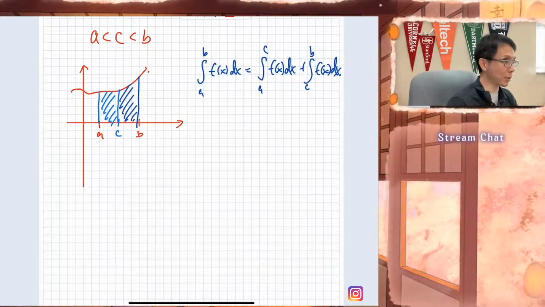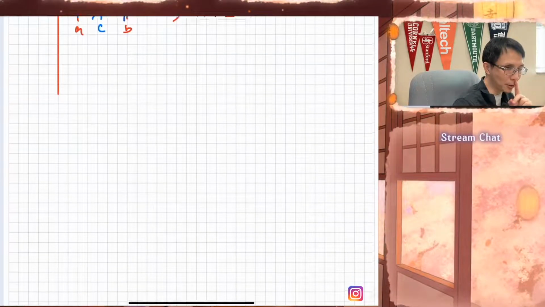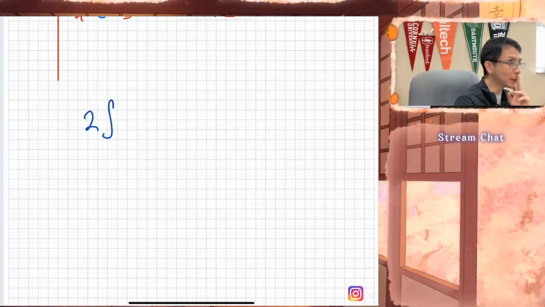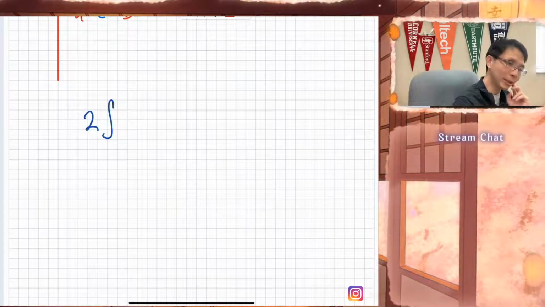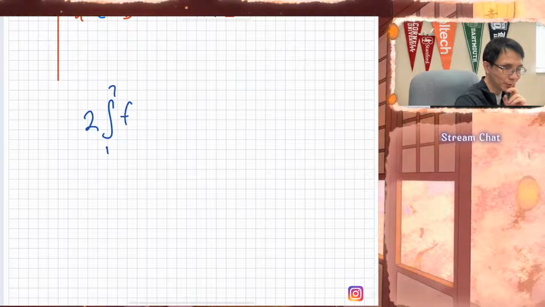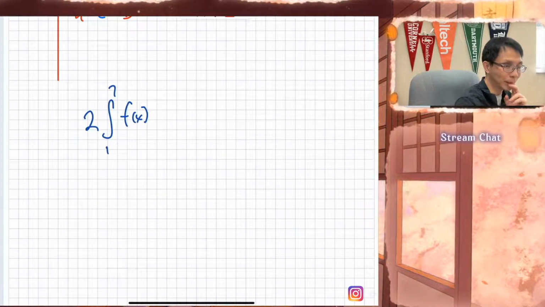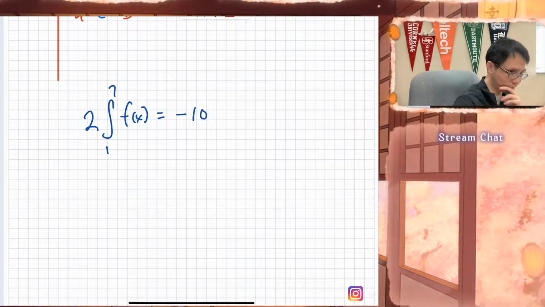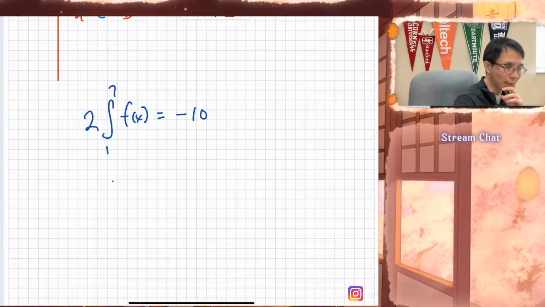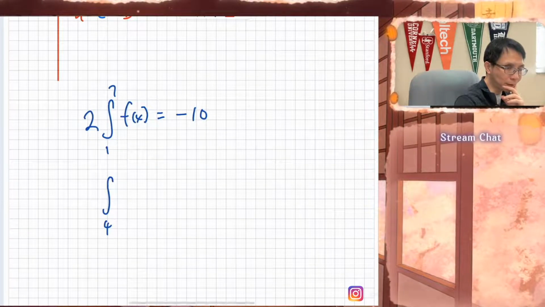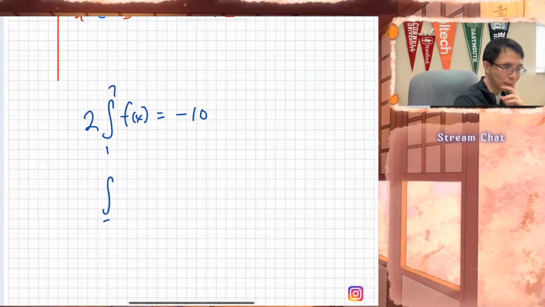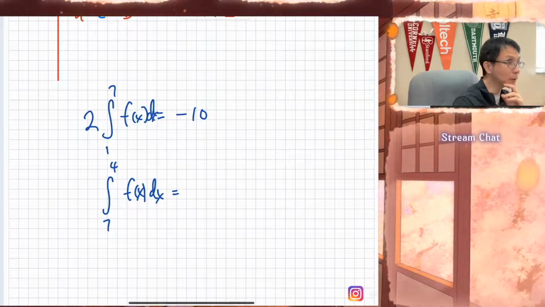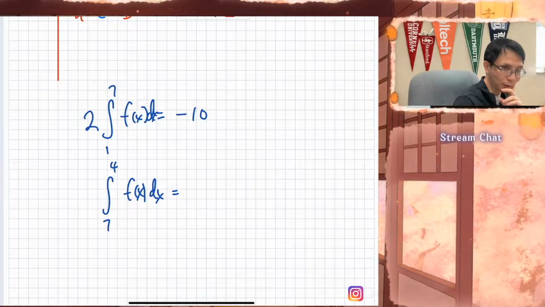Okay, so I'm going to give you a question. I want you guys to debate about it. This question is going to look like this. I will have the integral from 1 to 7 of f of x dx. Can you give me two numbers that you like? 7. Okay, let's just say 1 and 7. It's equal to negative 10. And I say, hey, between 7 to 4 of f of x dx is equal to, give me a number. 5, okay. That's fair.